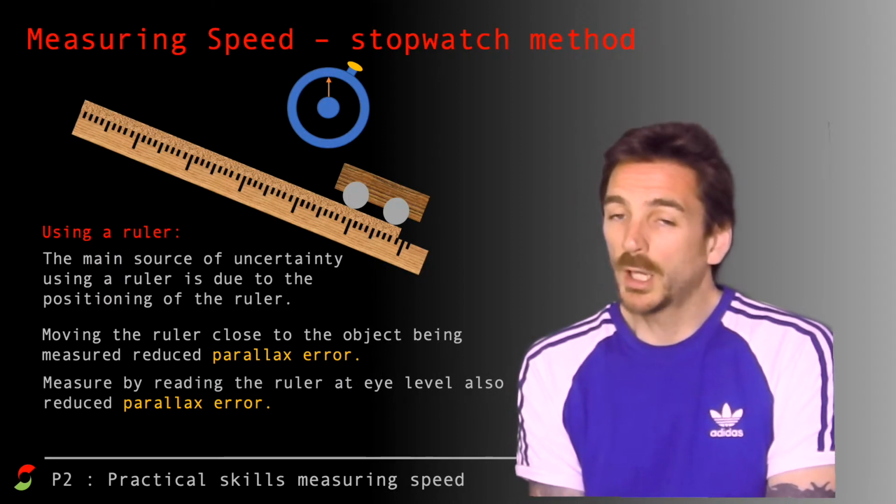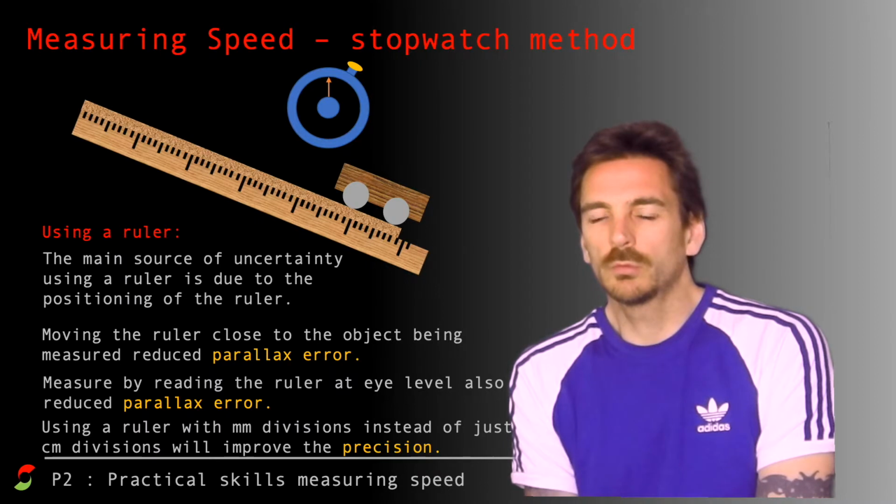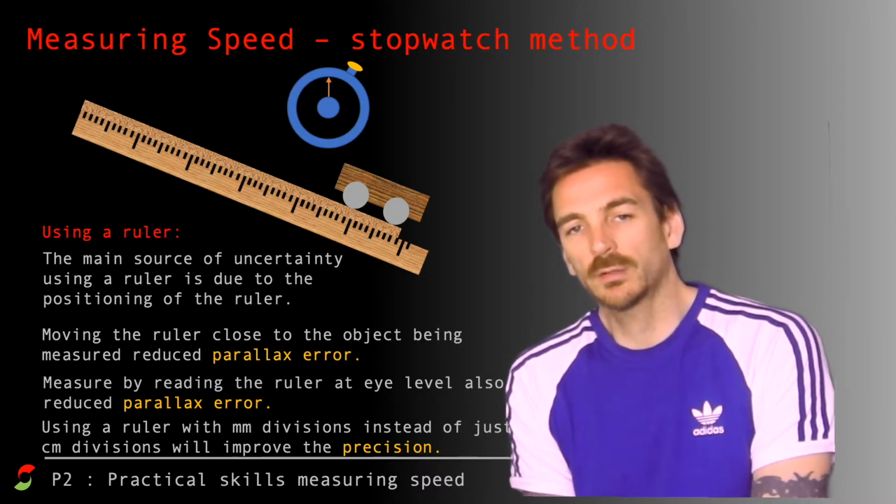We've got to make sure that we're at eye level, and we hopefully understand what that means now. And we can also use a ruler with millimetre divisions rather than centimetre divisions, because that improves the precision, which will improve the accuracy of the readings.